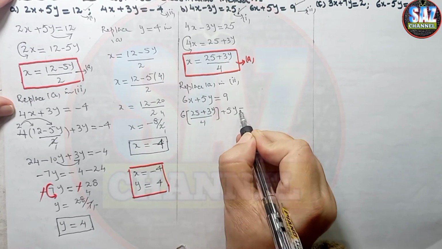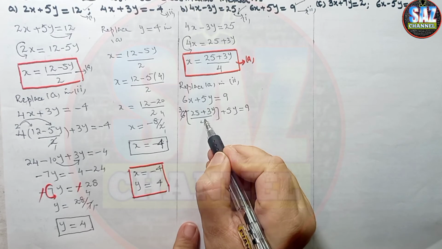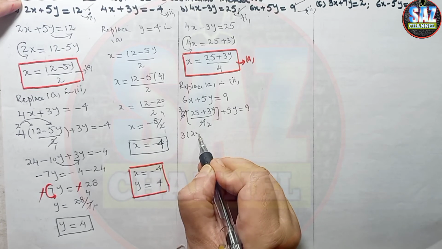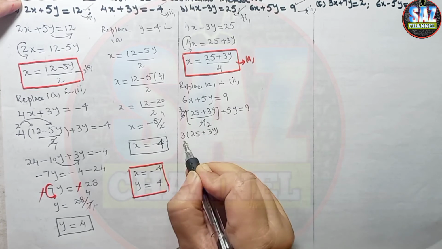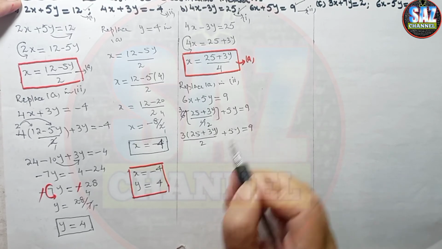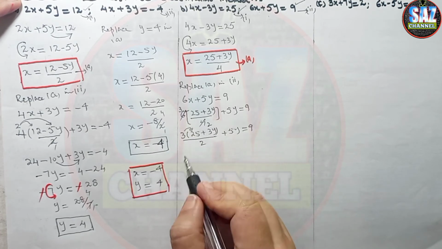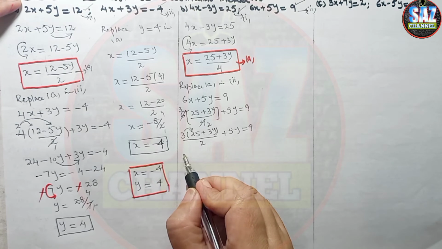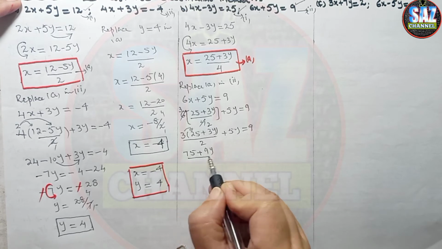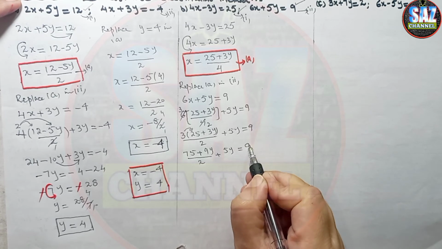So we have 6 times (25 plus 3y) by 4 plus 5y equals 9. I can simplify 6 and 4: 2 threes are 6 and 2 twos are 4. So 3 into (25 plus 3y) by 2 plus 5y equals 9. Now I have to multiply this 3 with every term inside the bracket, and the equation will take the form 25 threes are 75 plus 9y upon 2 plus 5y equals 9.